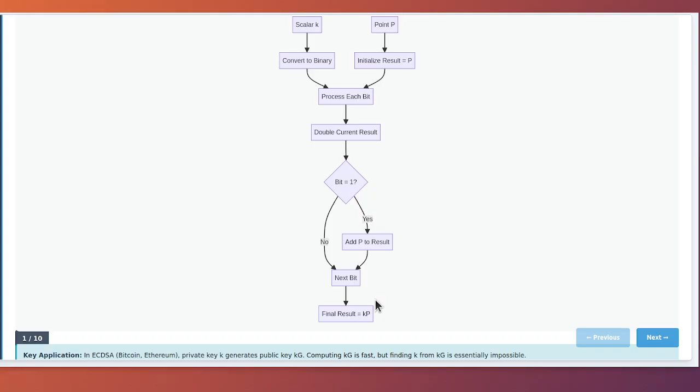The breakthrough that makes elliptic curve cryptography practical is an algorithm called double and add, based on binary representation. Instead of k additions, we only need about log base 2 of k operations. For a 256-bit number, that's just 256 operations instead of 10 to the power of 77. We'll derive this algorithm, understand why it works, and compute complete examples showing every algebraic step.